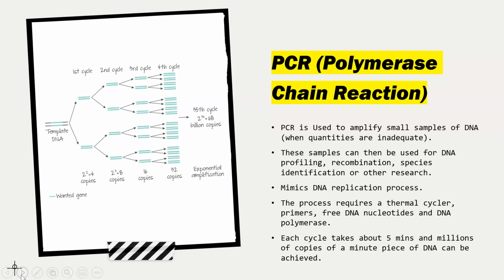Basically, PCR mimics the DNA replication process. The process requires what we call a thermal cycler. It also requires primers, free DNA nucleotides, and DNA polymerase, and we'll look at some of those in a bit more detail soon. Each cycle takes about 5 minutes, and 5 million copies of minute pieces of DNA can be achieved in 5 minutes. So it's a pretty impressive process.